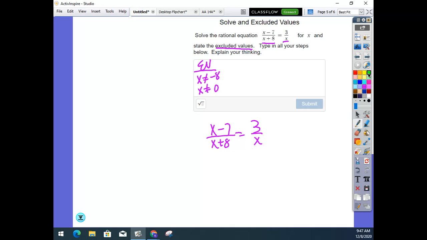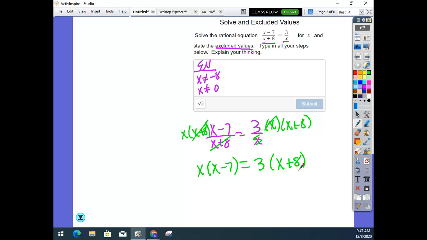All right. I need to get rid of both my factors in the denominator, so I'm going to multiply by x and x plus 8. So then I cancel out my common factors after I do that, and I'm left with x times x minus 7 on this side, 3 times x plus 8 on this side. But we can get to this step if you just choose to cross multiply, you'll get the same thing.